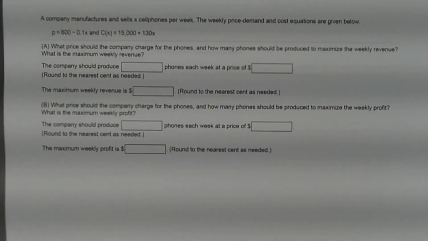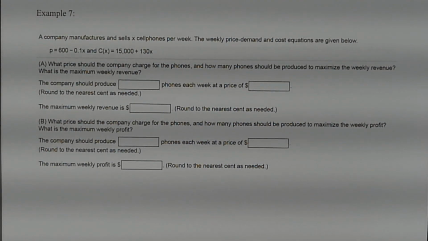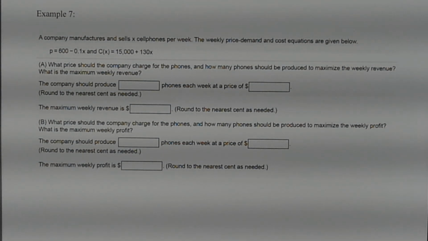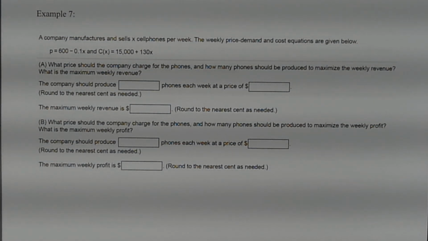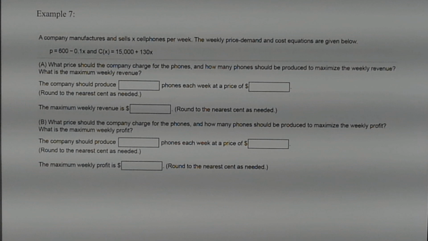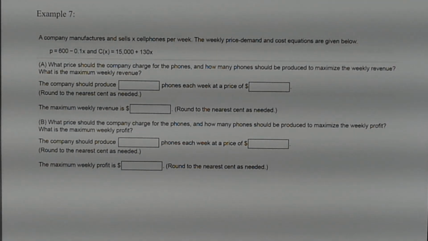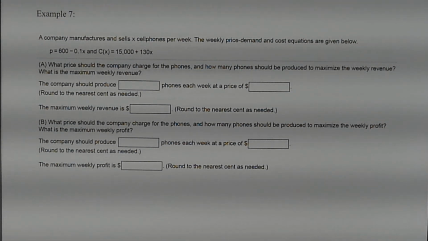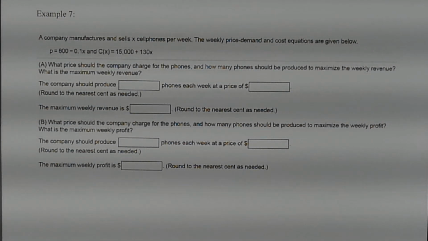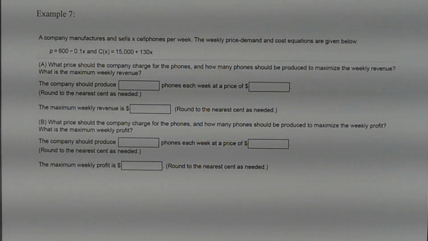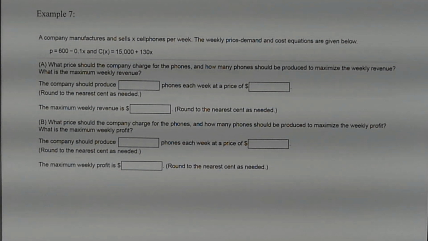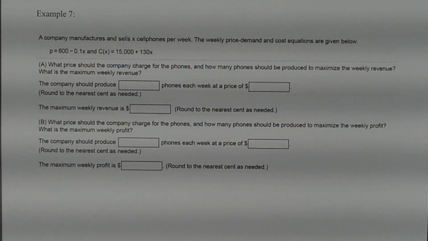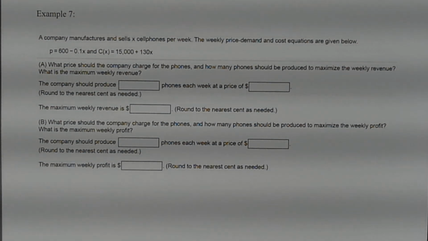deals with a company. It manufactures and sells x cell phones per week. The weekly price demand and cost equations are given below, which is p is equal to 600 minus 0.1x. That would be your price demand equation. And your cost function, C of x, is equal to 15,000 plus 130x. And of course, x is the number of cell phones per week.